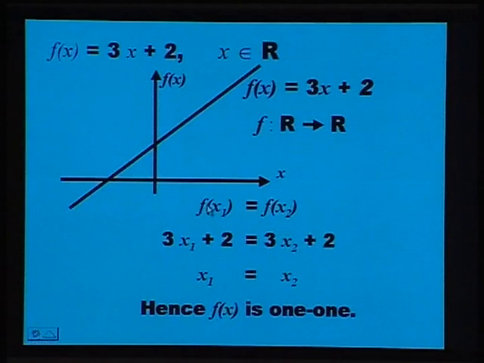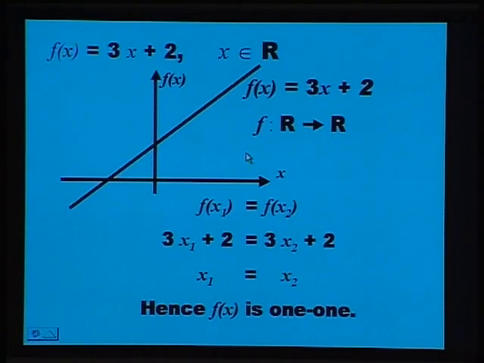That is, if two different images have the same value, then they must correspond to the same element in the domain. f(x1) = f(x2) must necessarily imply x1 = x2. Again, the horizontal line test would reveal that yes, f(x) is 1-1.